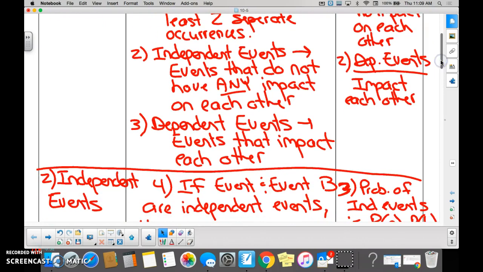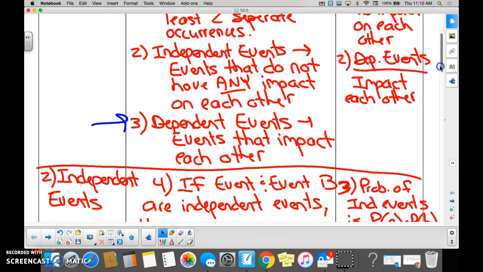The difference is independent events would be compound events that don't impact each other. Drawing a stick, putting it back in the bucket, and drawing a stick. My first draw had no impact on my second draw, right? Yes. Dependent events would be, they impact each other. So if I draw a stick, throw it in the garbage, and draw another stick, would that first draw impact the second draw? Yes. Yeah, because I didn't put it back. Okay, so that's a basic understanding between independent and dependent events.